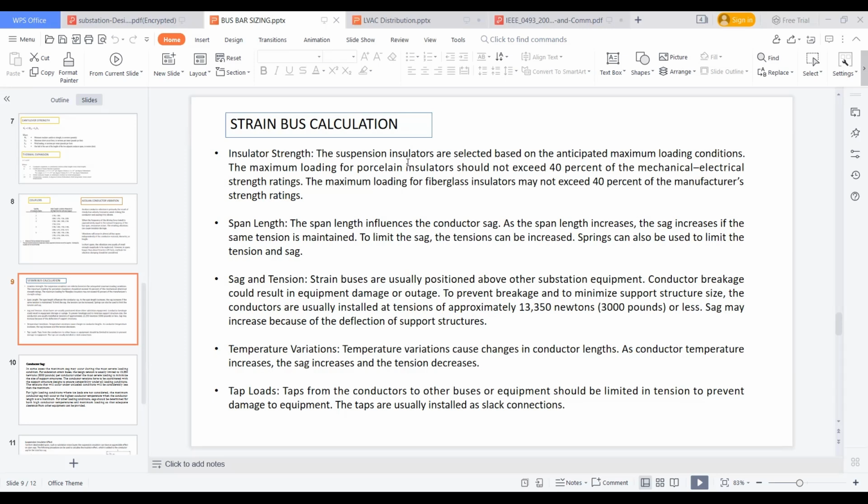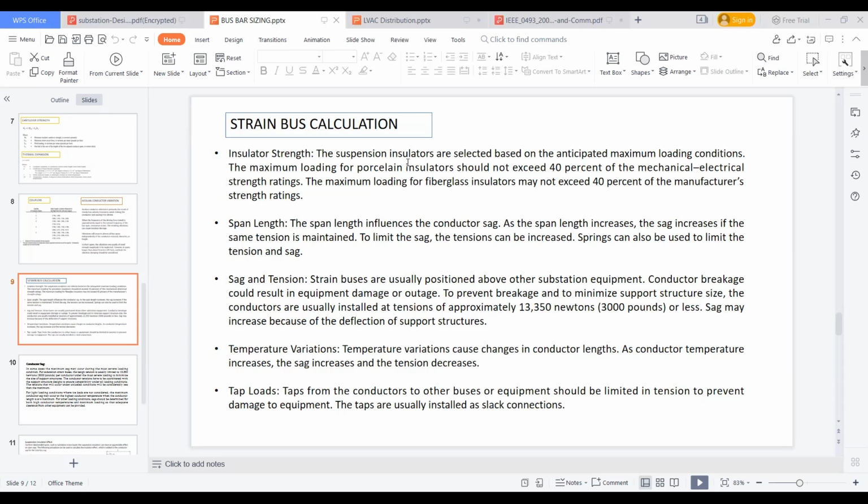Next one is the span length. The span length influences the conductor sag. As the span length increases, sag increases if the same tension is maintained. So to limit the sag, what do I have to do? We have to increase the tension. And to increase the tension, I have to go for a stronger design of towers, meaning bigger towers.